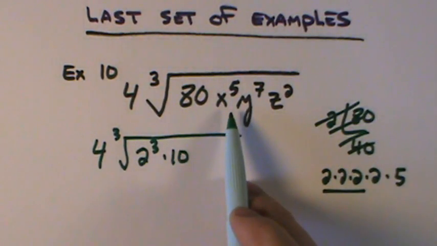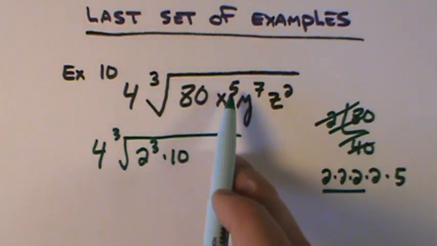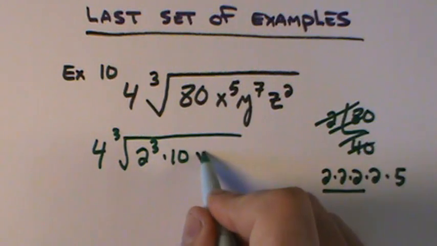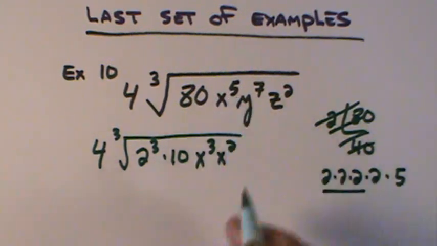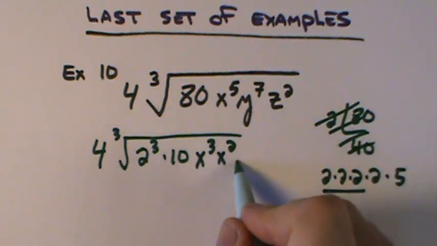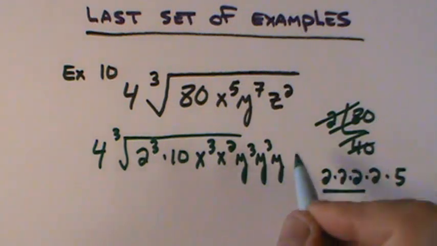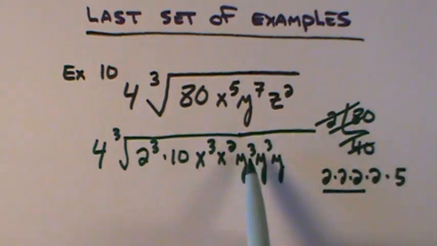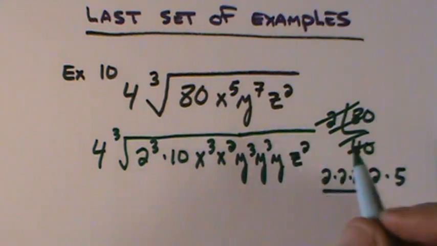Then we go to our variables. You need an exponent of 3. You've got to match this index. This is called your index. These are your exponents. So I can call this x cubed times x squared, because that's x to the 5th. A y to the 7th could be y cubed times y cubed times y, because y cubed y cubed y is y to the 7th, and then I've got a z squared.